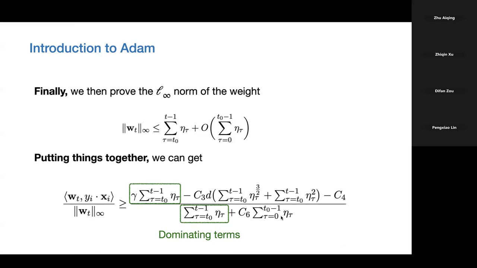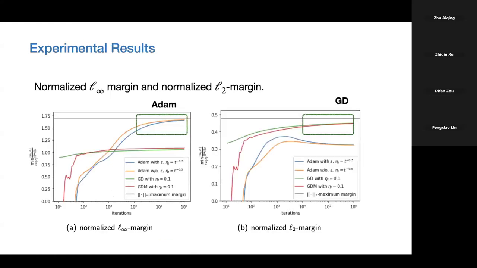So that we can calculate when we are using different learning rate scheduling. Okay, so now we can also have some empirical results to verify our theorem. The left-hand figure categorizes different algorithms and shows how each behaves in terms of the L2 margin and the L infinity margin.